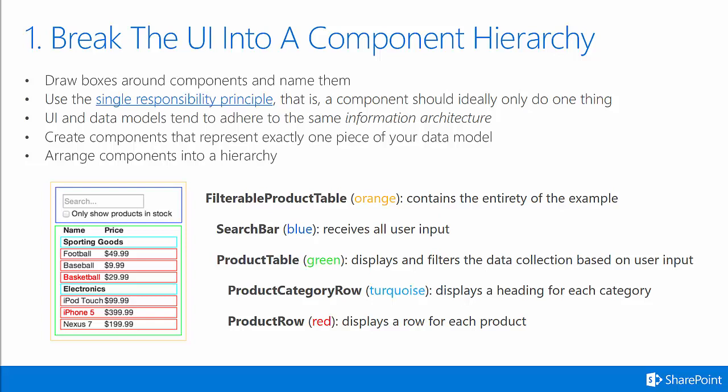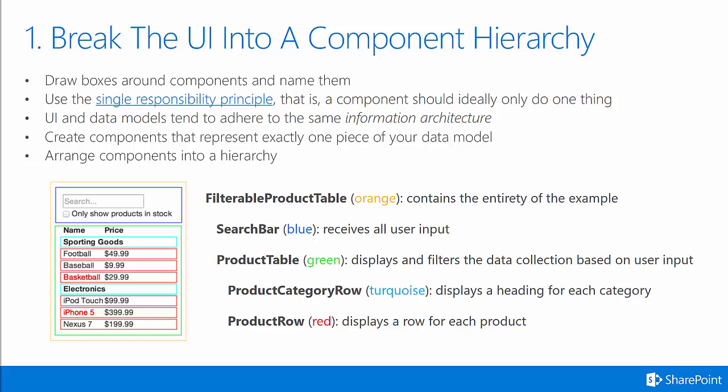One such technique is the single responsibility principle. That is, a component should ideally only do one thing. If it ends up growing, it should be decomposed into smaller subcomponents. Since you're often displaying a JSON data model to a user, you'll find that if your model was built correctly, your UI, and therefore your component structure too, will map nicely.